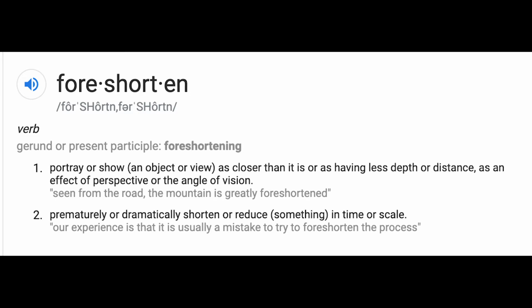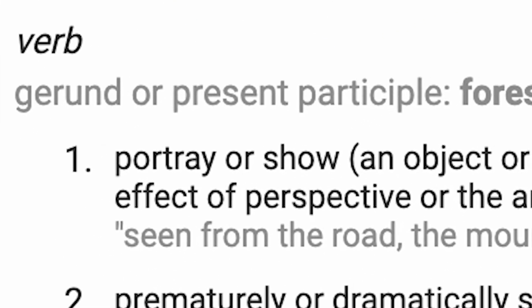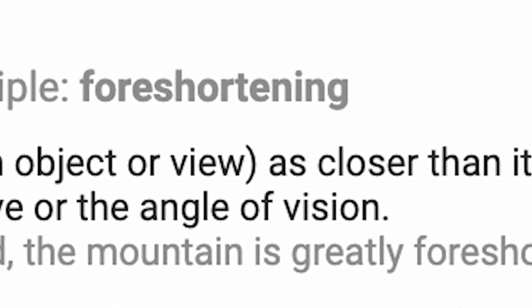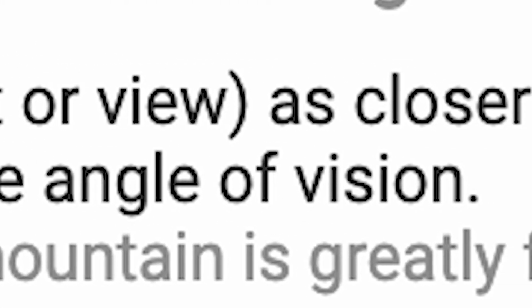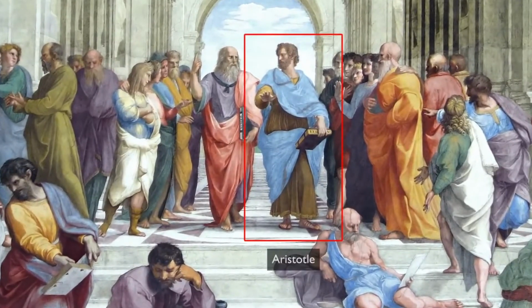So back to foreshortening. The definition is to portray or show an object or view as closer than it is or as having less depth or distance as an effect of perspective or the angle of vision. Yeah, what? So let me try and make this make sense. It basically is an illusion of space. It is showing something how we see it in real life.